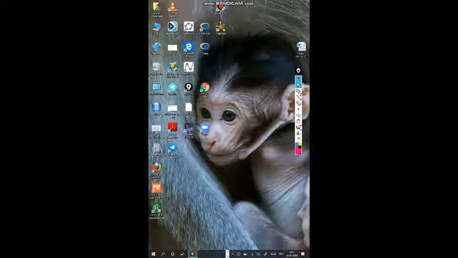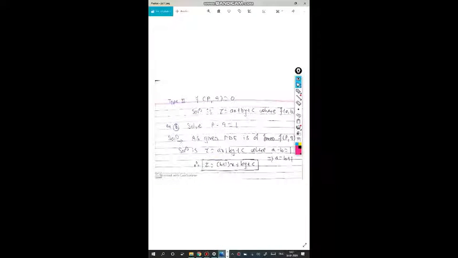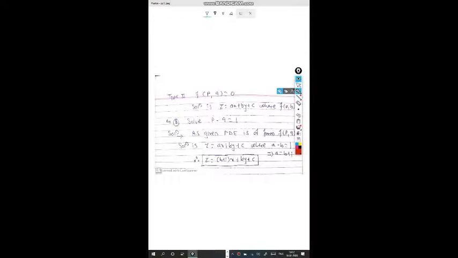Yes, today we are going to see a very simple example or very simple type. I will say this is the type one of a first order partial differential equation. Okay, so the type is here f of p q is equal to 0.